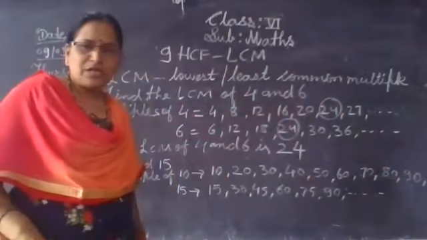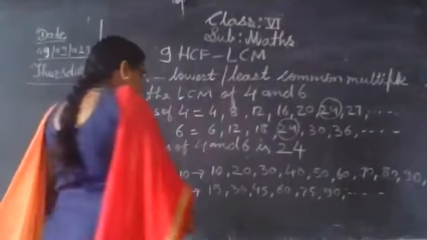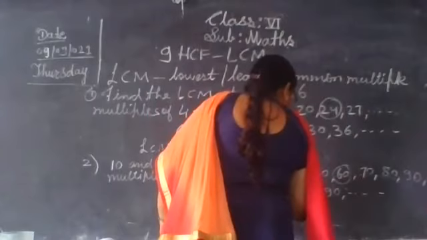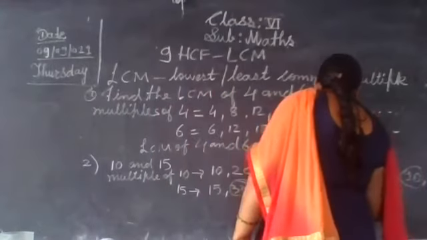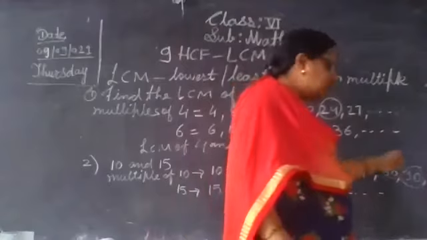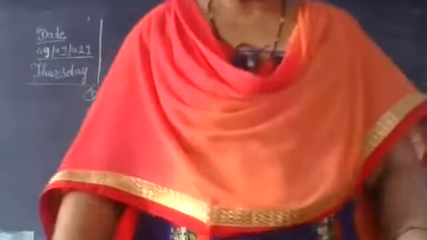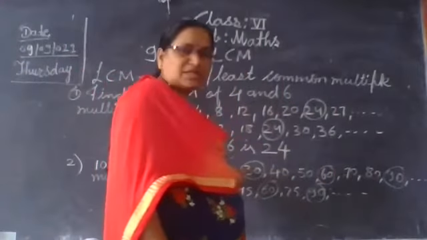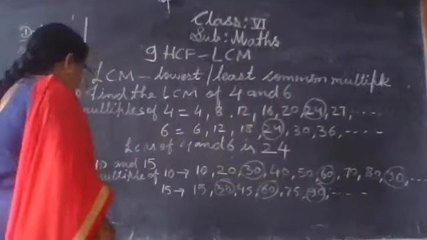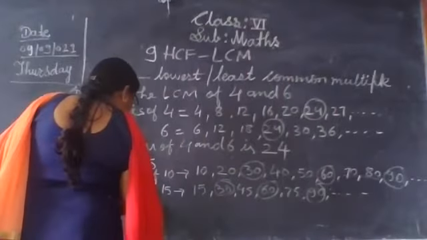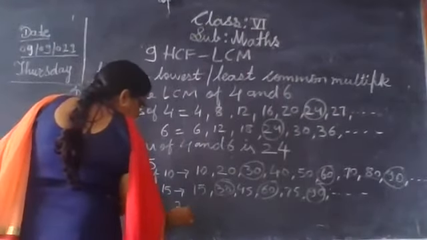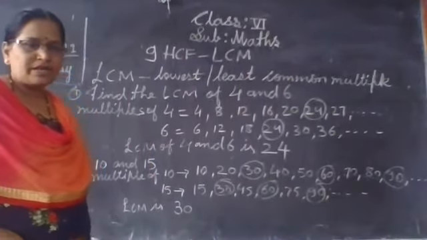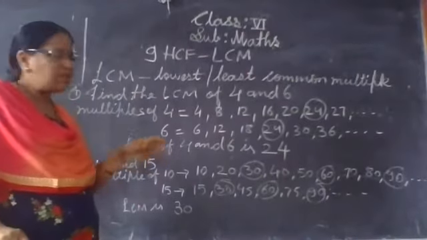Okay, so here you have to find the common multiples. This 30, 60 is also common, and 90. Okay, 30, 60, 90, and many more, because they are infinite. But which one is the smallest among these? 30. So LCM is 30.